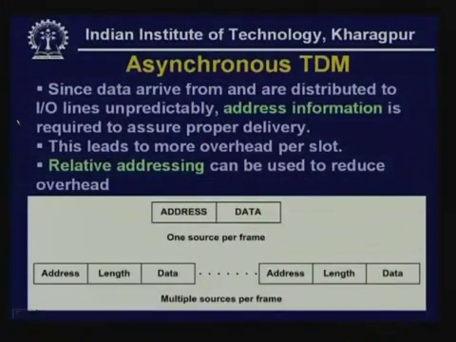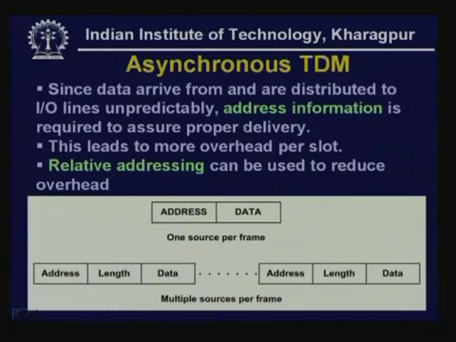And so, in this asynchronous time division multiplexing, since the data arrived from different sources are distributed to IO lines unpredictably, address information is required. You see, there is a problem in this. Although we are able to make use of the bandwidth in a more efficient manner, with a transmission medium of lesser bandwidth, we can send signals coming from different sources, provided they do not generate data continuously.